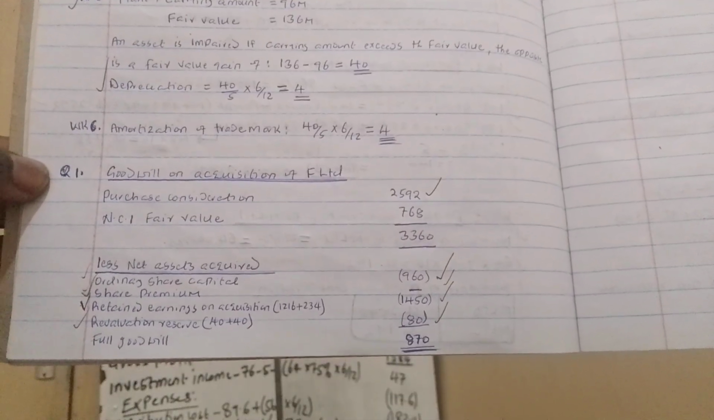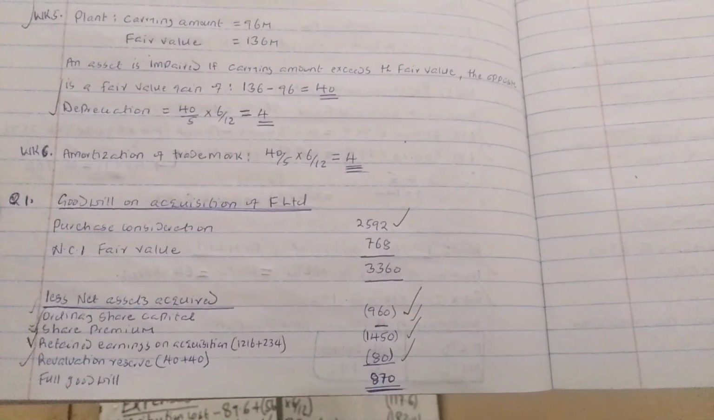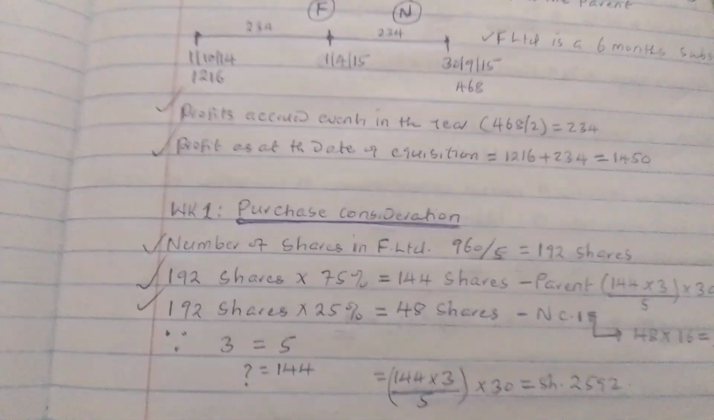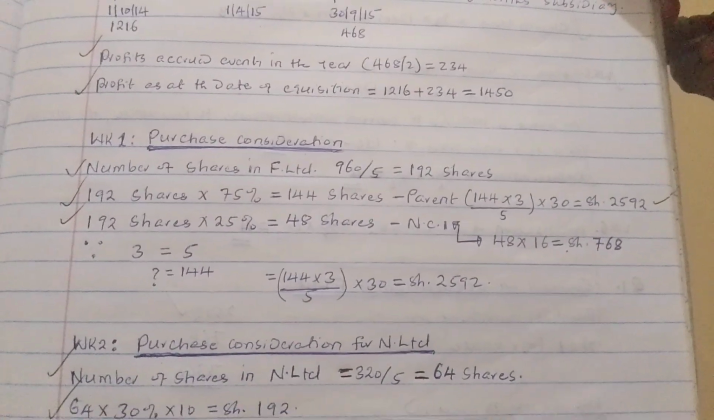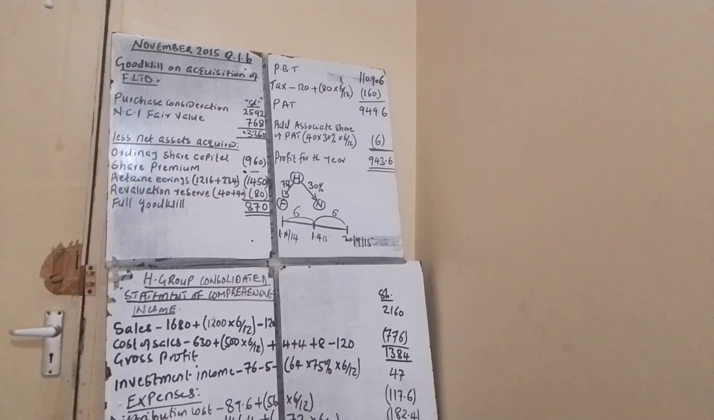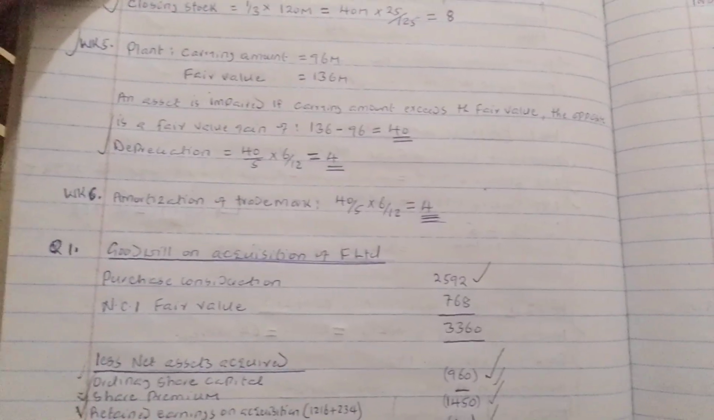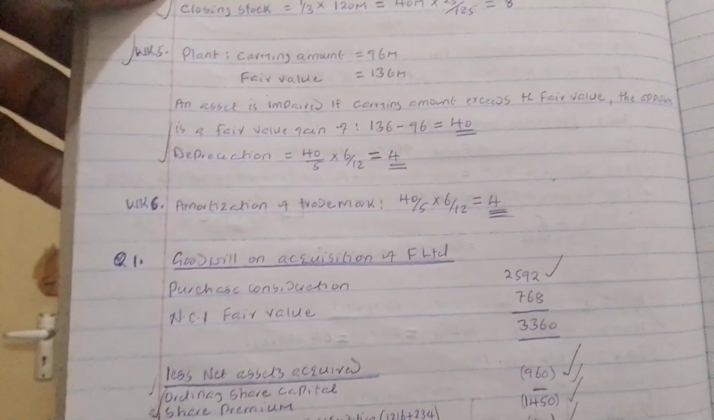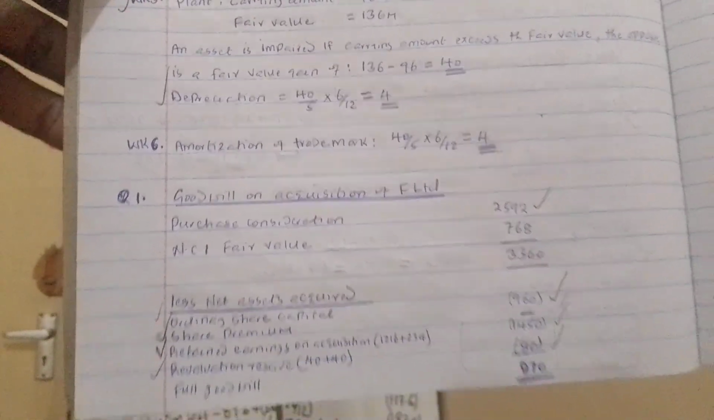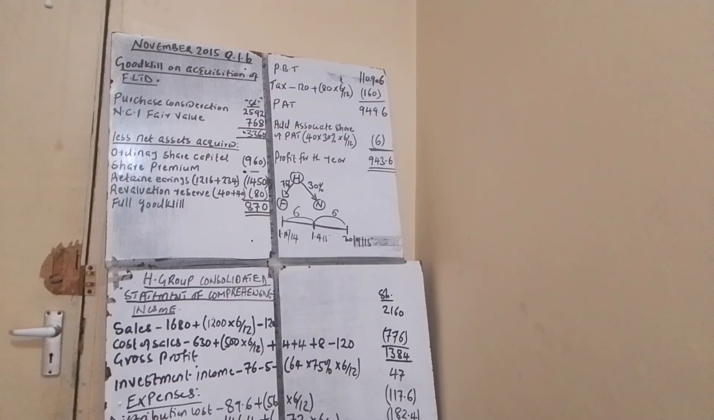I've taken purchase consideration 2592. You remember how we calculated 2592? It is our working number 1. Refer to your working number 1 to see how we got 2592. So we have taken 2592 plus the NCI fair value, which was 768. Combine that: purchase consideration plus the NCI fair value, which is 768.